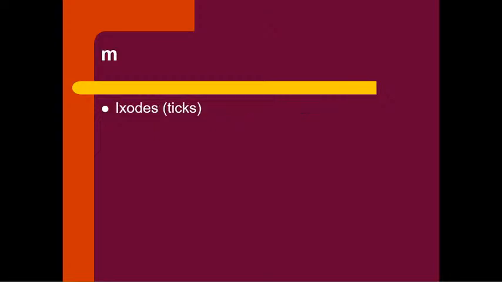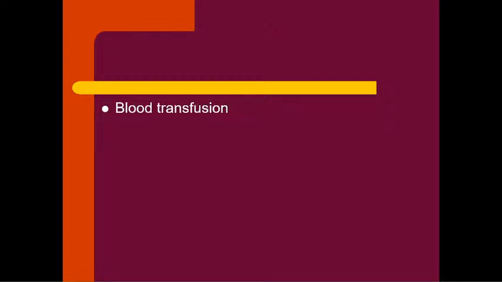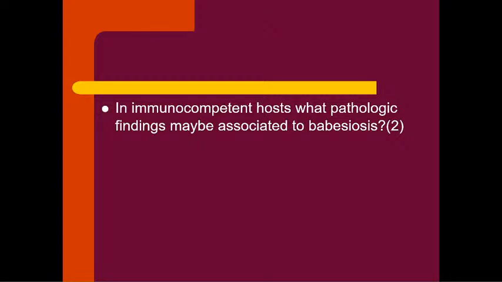Okay? Ixodes ticks. And aside from a bite from the vector, how is Babesia microti transmitted? Through blood transfusions. Okay? Because very rarely in many countries, Babesia is not tested. Actually, here in the Middle East, I have never screened a patient's blood for Babesia because there's no deer here. There's a lot of camels or cows or sheep, but there's not a lot of deer. Okay? So, majority of the time, according to the World Health Organization, another reason for getting Babesia microti is through blood transfusions. Okay? Clear? Now, in an immunocompetent host, what pathogenic findings may be associated with babesiosis?